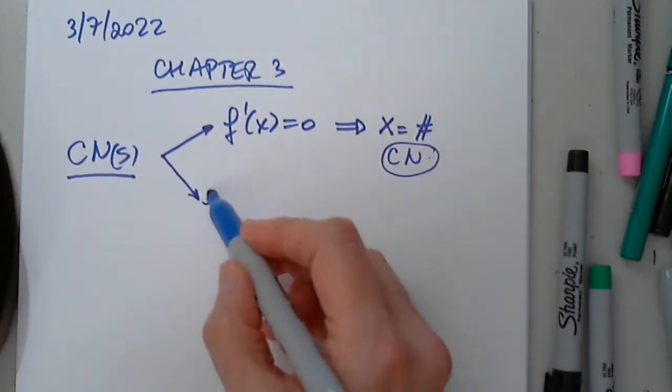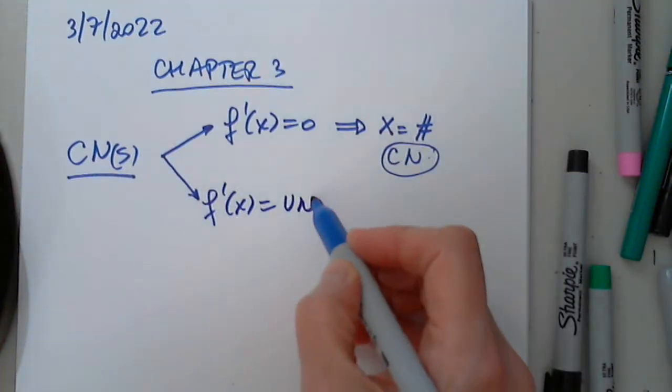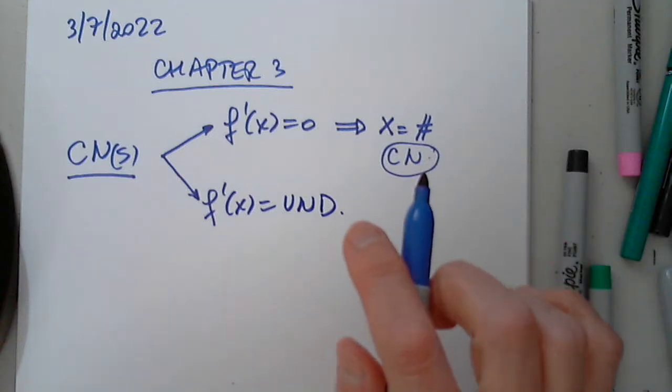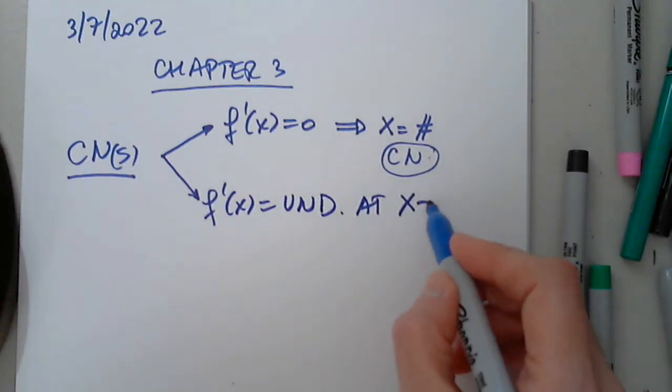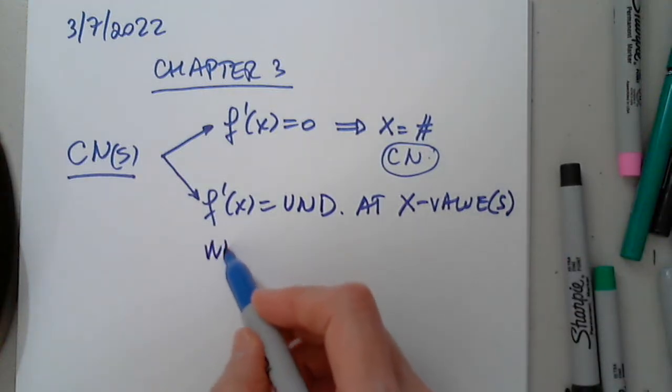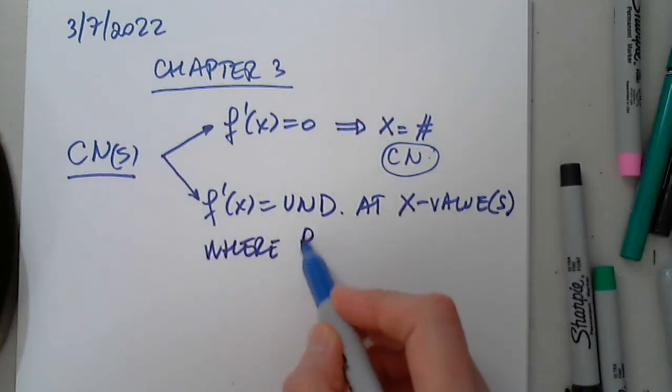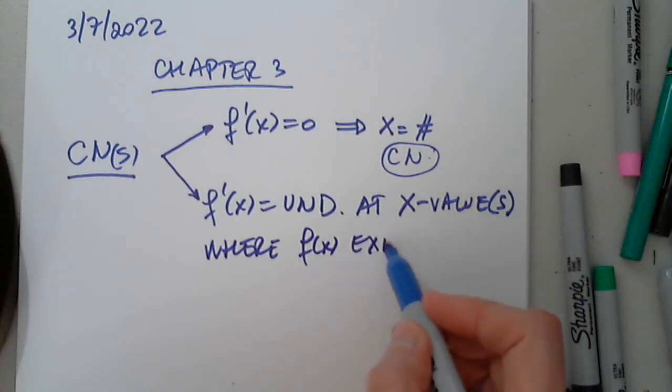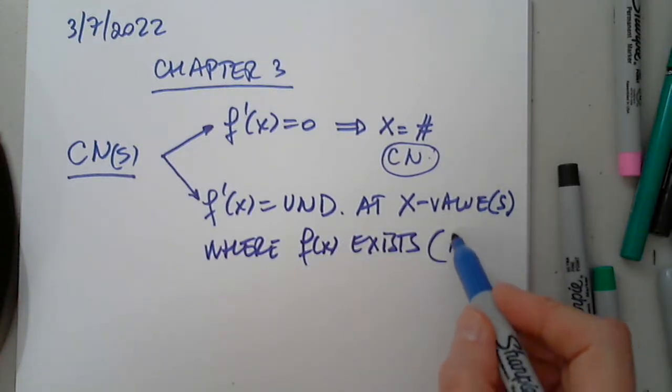Second possibility, for f prime of x to be undefined, but not everywhere, at x values where f of x exists, or we say is defined.